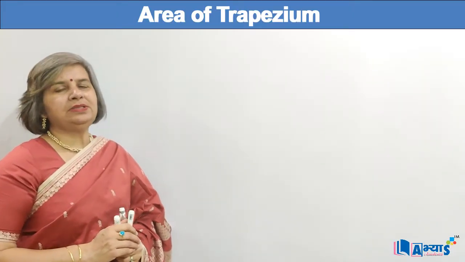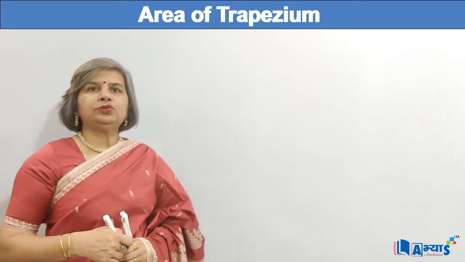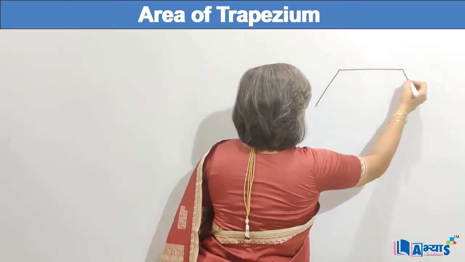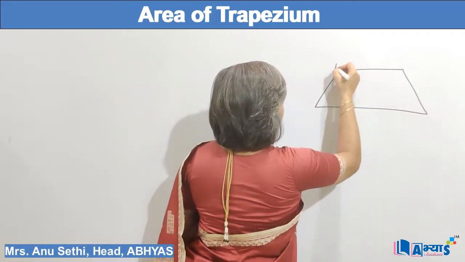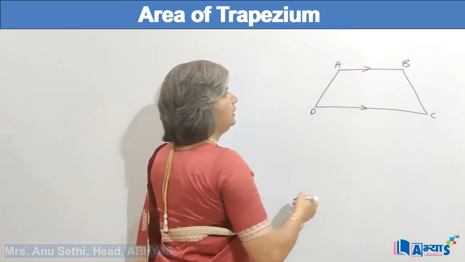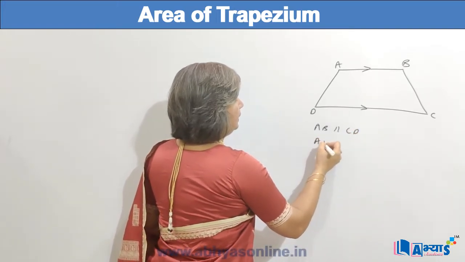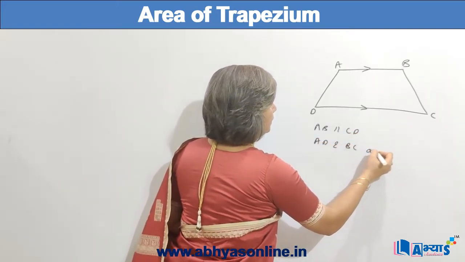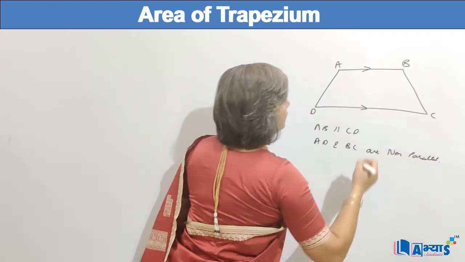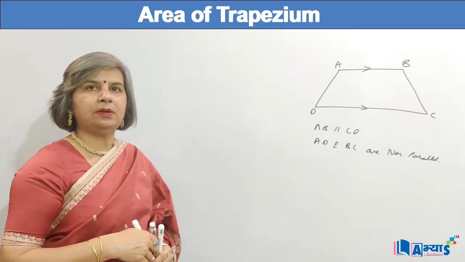Now I am going to discuss the concept of area of a trapezium. A trapezium is a quadrilateral in which two sides are parallel and two sides are non-parallel. Suppose we have a trapezium ABCD, then AB is parallel to CD. So we can say that AB is parallel to CD and AD and BC are non-parallel sides. So a trapezium is a quadrilateral in which two sides are parallel and two sides are non-parallel.